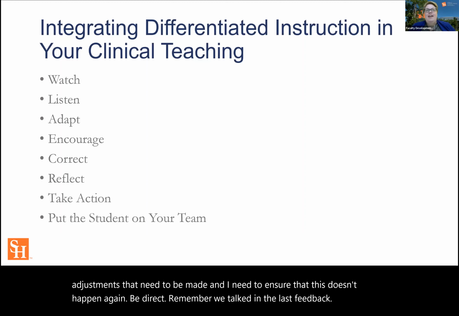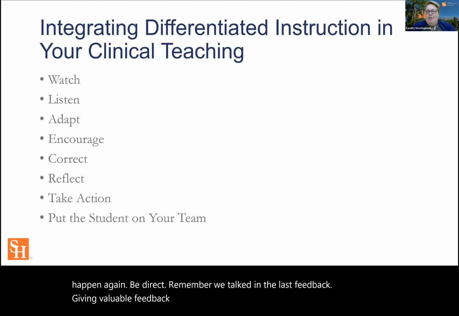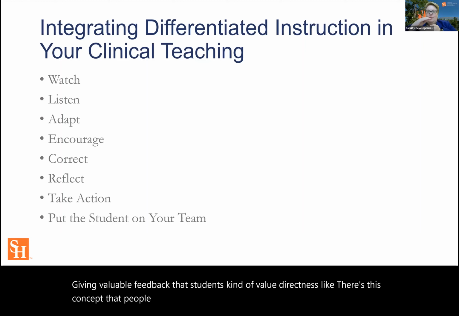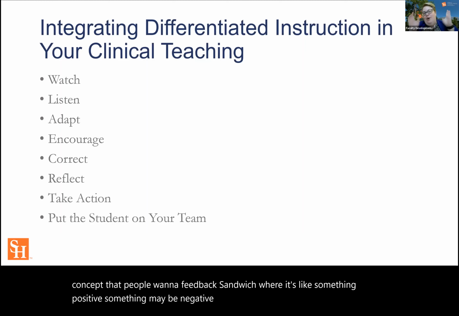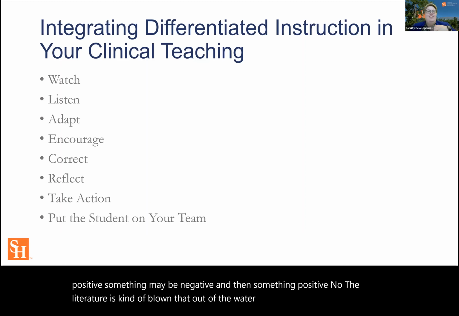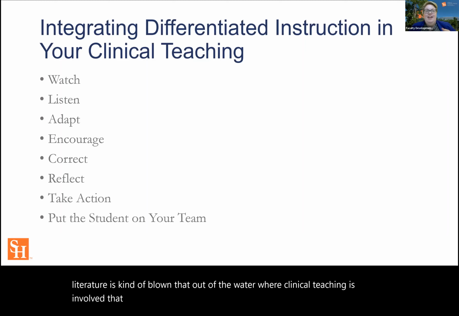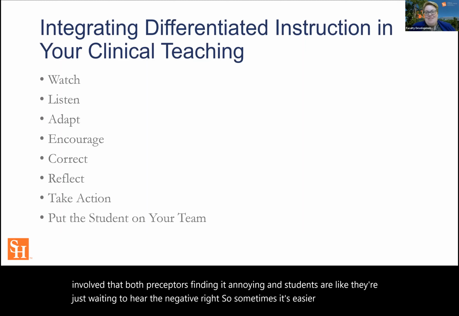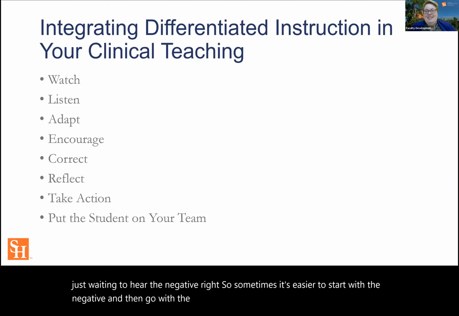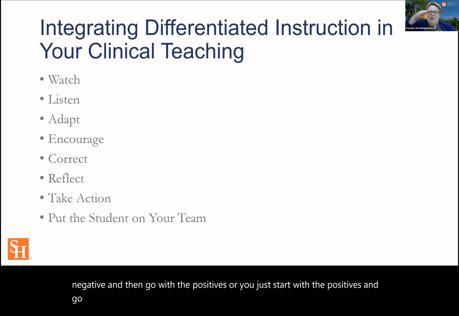Remember, we talked in the last feedback session about giving valuable feedback, that students actually value directness. There's this concept that people want a feedback sandwich, something positive, something maybe negative, and then something positive. No, the literature has blown that out of the water where clinical teaching is involved. Preceptors find it annoying, and students are just waiting to hear the negative, right? So sometimes it's easier to start with the negative and then go with the positives, or you start with the positives and go into the negatives.